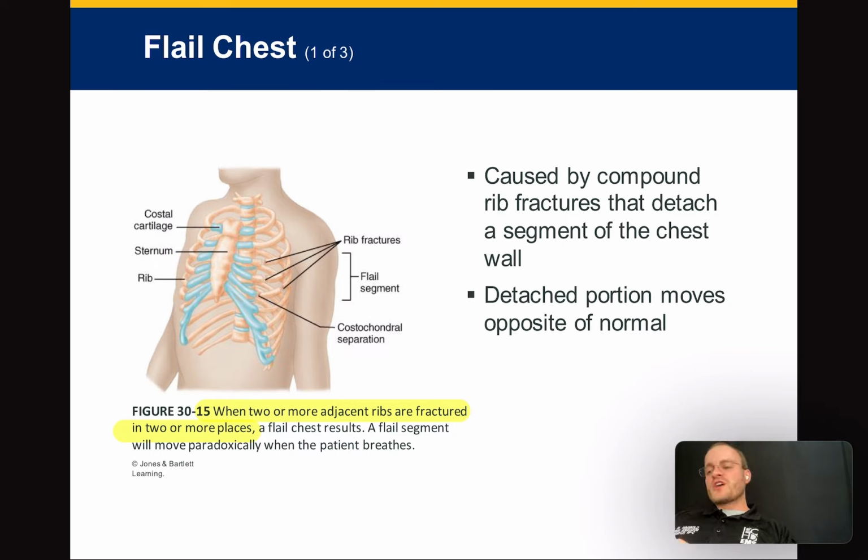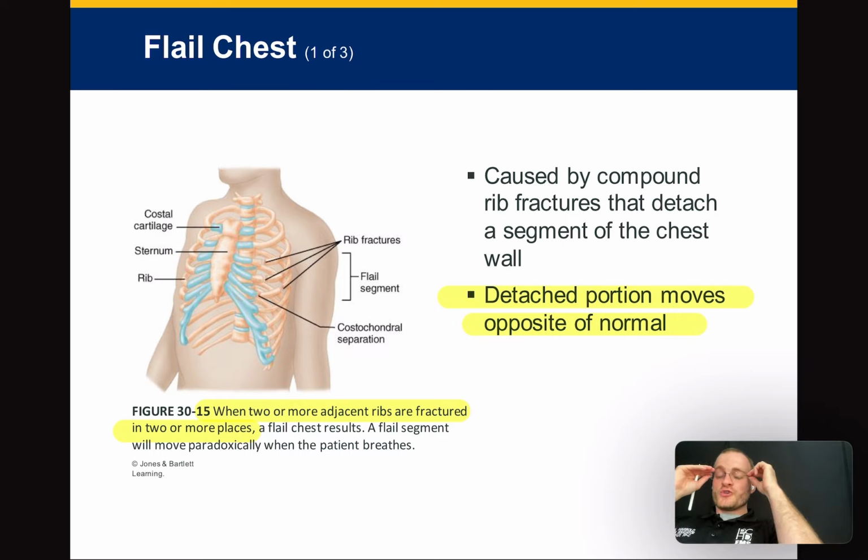And so this is incredibly painful, and this can cause pneumonia because the patient's not taking deep breaths. It can cause dyspnea. I mean, in extreme pain. And so this movement that's described is called paradoxical movement, and this is when the detached portion moves opposite of what's normal. Okay, and so you'll see this little area will move in an opposite direction.